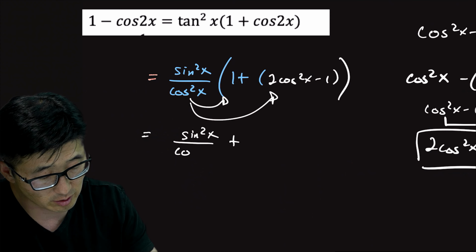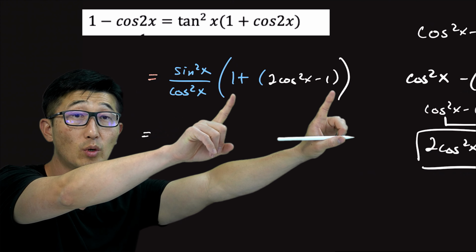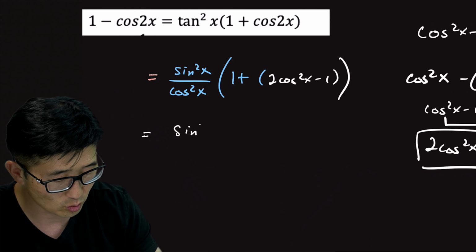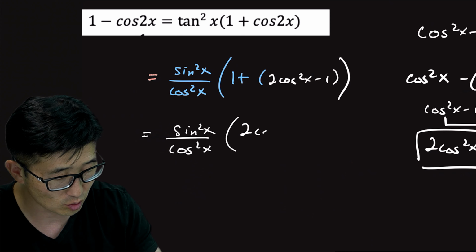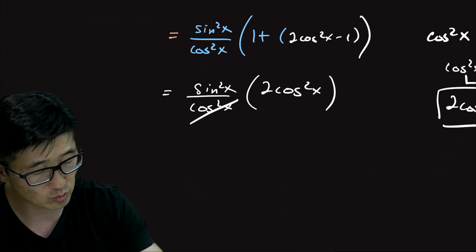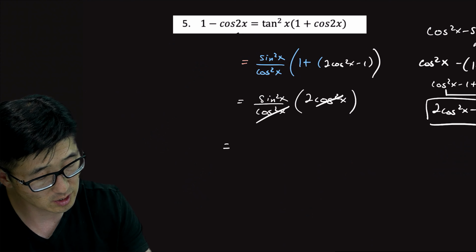Oh wait, sorry. I just realized we can subtract the 1 and get rid of the 1, right? So this would be sine squared x over cosine squared x times 2 cosine squared x, and then cosine squared x will cancel out like that.